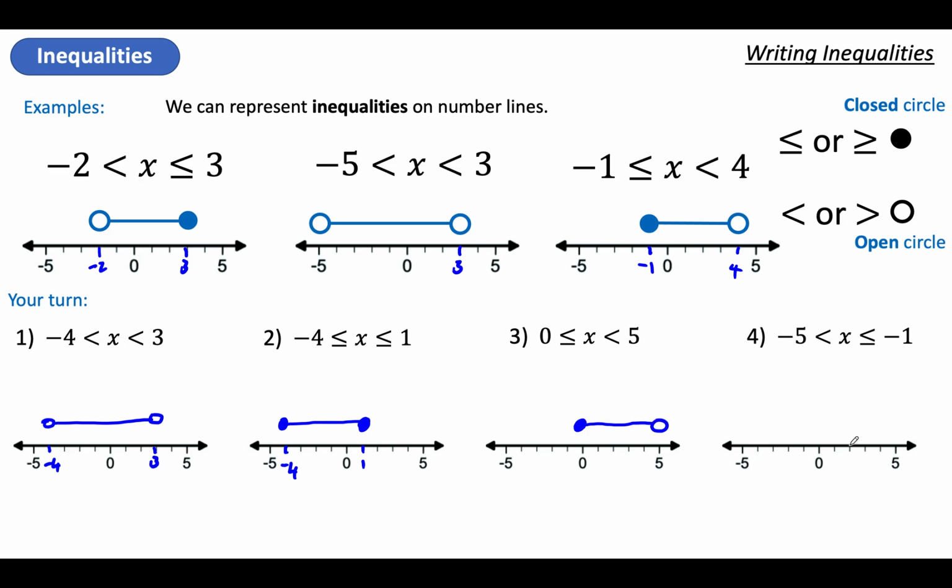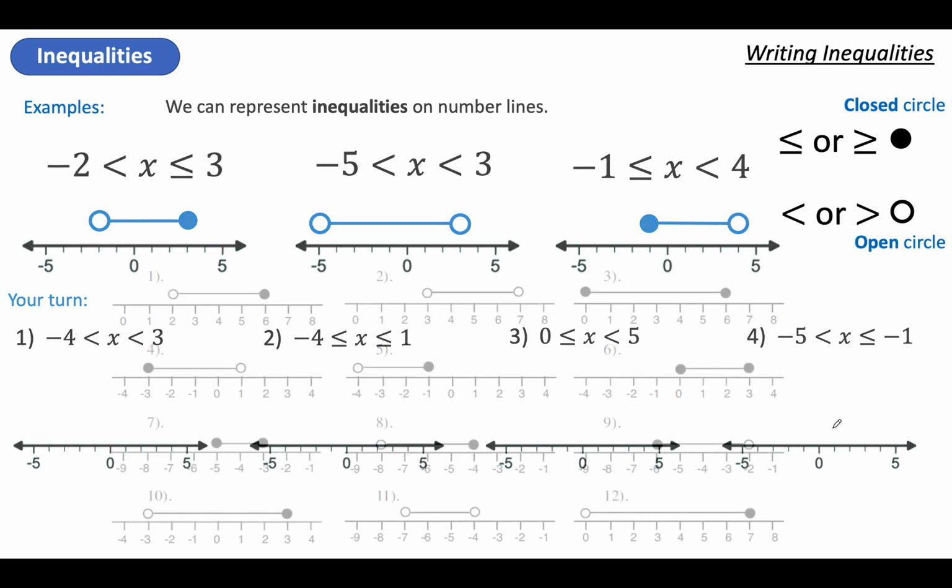And -5 again, and -1 is my other boundary. We'll have an open circle at -5 and a closed circle at -1 and a line between them. Okay, cool. Right, what about the other way though?